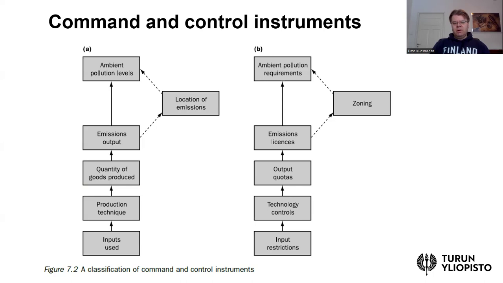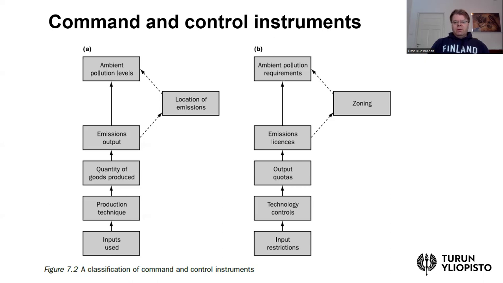Think about a factory where inputs go in, and then within the factory some production takes place. And then finally there is an output of goods. There are also side effects, which are emissions. These emissions can spread in the environment in different ways: to the water systems, to the air locally, or to the atmosphere. And as a result, there are ambient pollution levels.